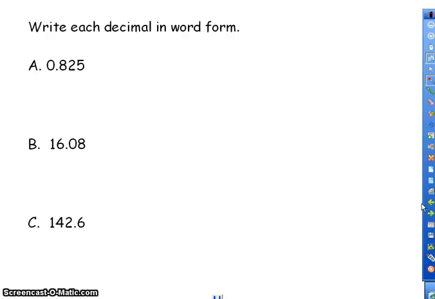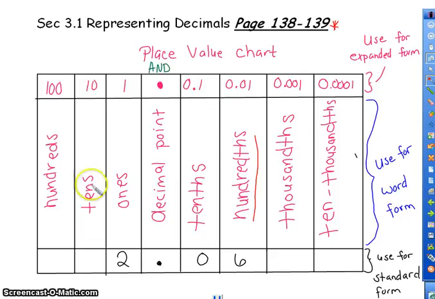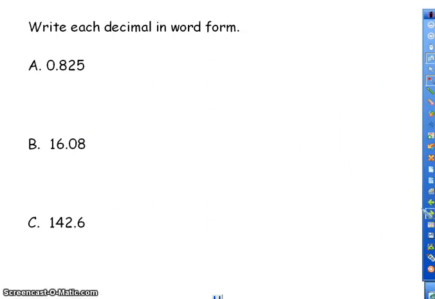So we're going to write each decimal in word form, and if you remember, word form is using this expression. So like I said, you're separating. Now when I have a 0 out front, we never usually say "0 and." You can say "0 and," but you don't really need to. You're just going to say this number. And how do you say this number? You say it like you would normally if it were in front of the decimal. So 825, so we're going to write that.